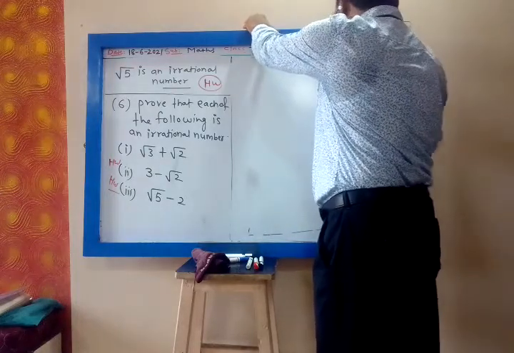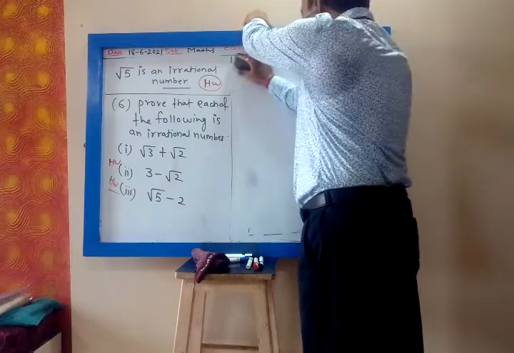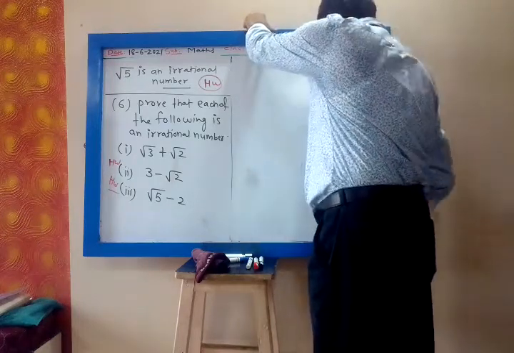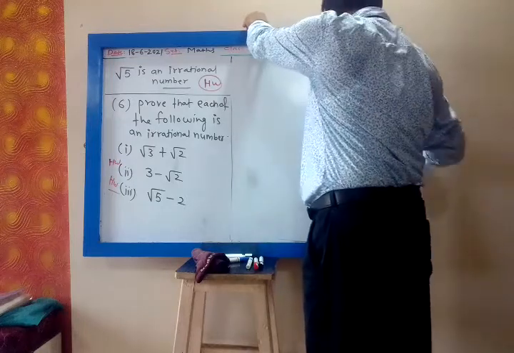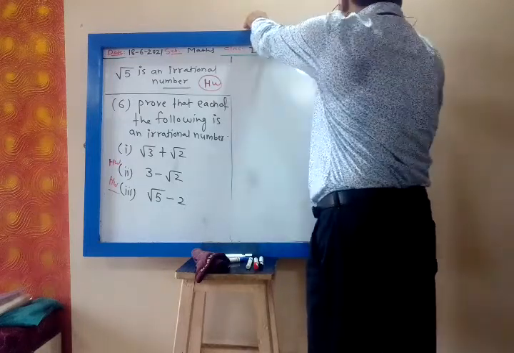Whenever you want to prove anything, there are two ways. One is direct proof, other is using method of contradiction. Especially in those type of problem where you want to prove that it is irrational number, we use method of contradiction.